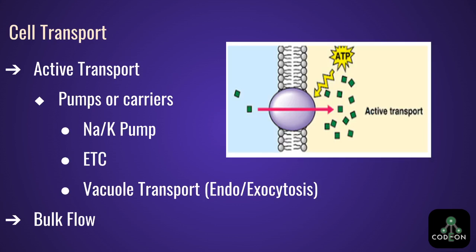Now, the other type of cell transport is active transport, which involves carriers or pumps. A very important type of pump is the sodium-potassium pump, which is important for maintaining the concentrations of these two different ions across a cell, which is very important for nerve cells to conduct that action potential.